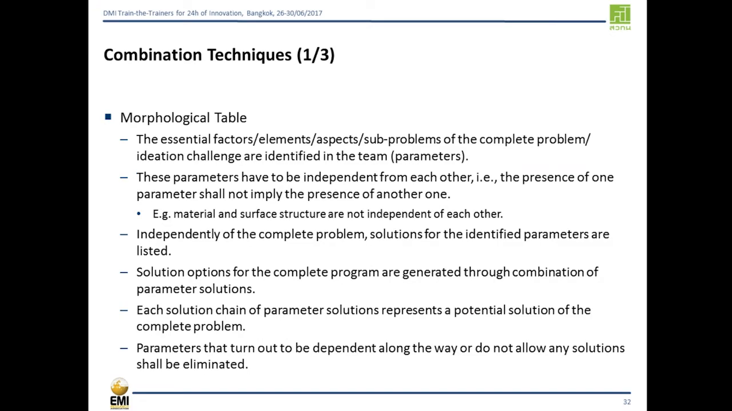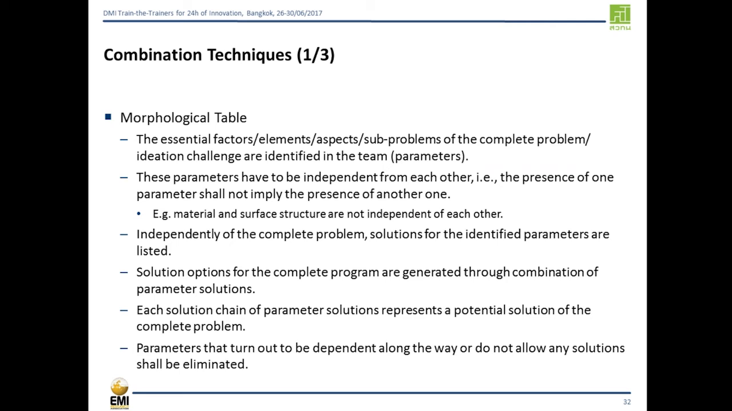And then you have combination techniques. The so-called morphological table, anybody heard of that? It's also quite known in some environments, especially technical environments, where the essential factors, elements, aspects, sub-problems of the complete problem are identified in the team.